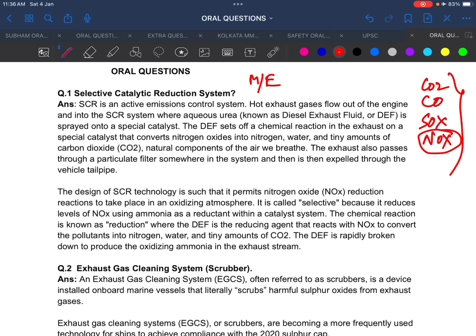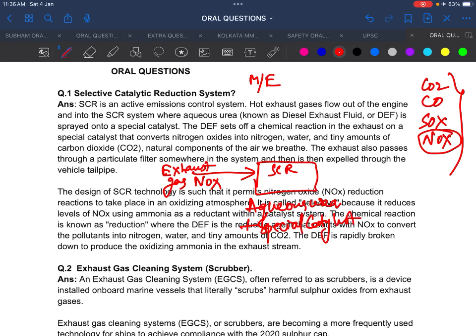So how can we do this? This NOx is very dangerous for our environment. So we take one selective catalytic reduction system. This is the selective catalytic reduction, and we inject the exhaust gas, which is the harmful gas, let's suppose NOx. We inject the harmful gases, and in the SCR system we treat them with aqueous urea, aqueous urea with a special catalyst. Okay, so we take this aqueous urea and special catalyst and feed it into the SCR system.